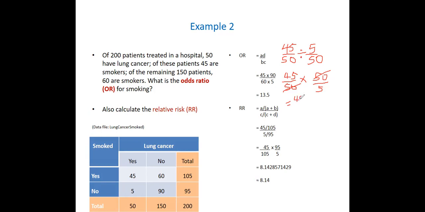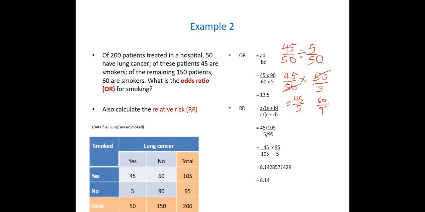So, can you see it from that table now? 45 over 5 is the odds of smoking among the lung cancer people. If you now want to know the odds of smoking among people that have no lung cancer, it is 60 over 90, because it's the same process. The probability of smoking among them will be 60 over 150. The probability of not smoking among them will be 90 over 150, which is like 1 minus this one. So the odds of smoking will be 60 over 150 divided by 90 over 150. It will be the same process as this. It will give you 60 over 90. Does it make sense? Yes, sir.